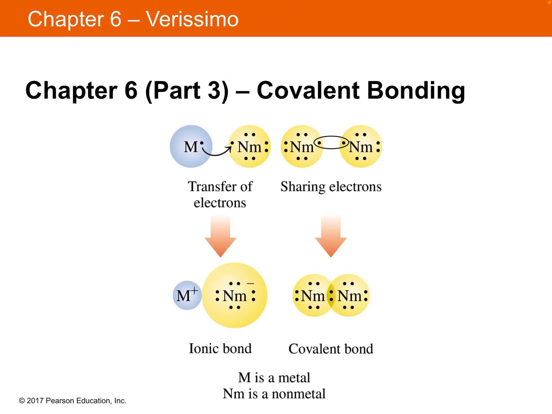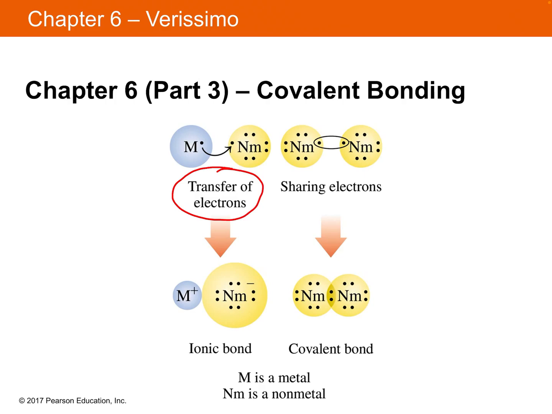Everyone, welcome to part 3 of our lecture on chapter 6. Today we are going to cover covalent bonding. Thus far we've covered ionic bonding, which is the transfer of electrons from a metal to a nonmetal. And this makes a metal cation and a nonmetal anion. And that difference in charge, that positive and negative, that's what forms the ionic bond.